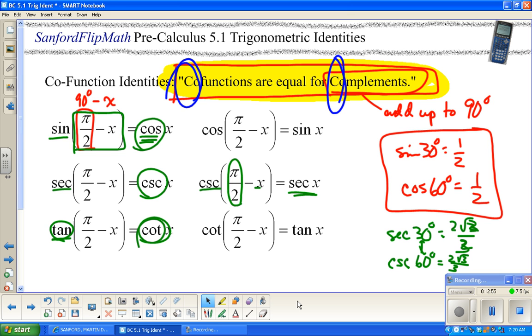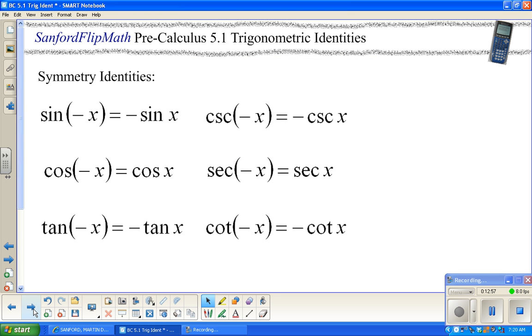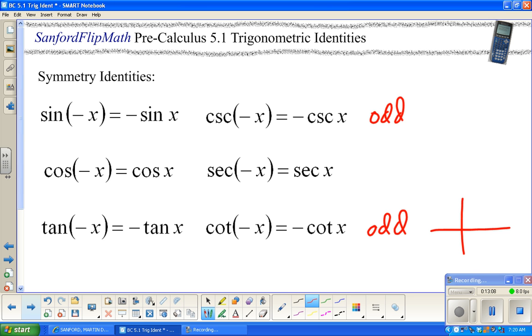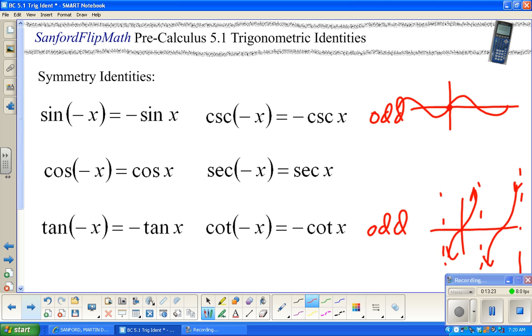Okay. One more set of these, and these are symmetry identities, and these are like odd, even, and neither. So if you can remember that sine and tangent are odd, and remember that's kind of a graph issue as well, and if you remember some things about the shape of the graphs, then that can help you. And now the idea here is if you spin this 180 around the origin, then the graphs look identical. Okay, and for secant, it's symmetric across the y-axis, so it is an even function.